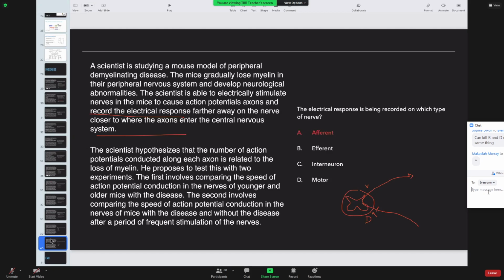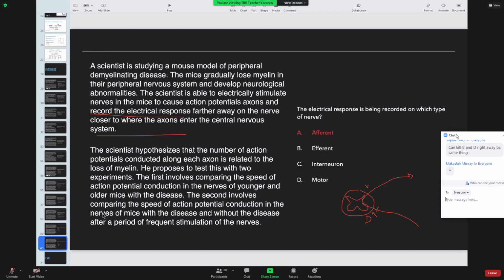You're great. So that was my next point. Fantastic. You can kill B and D right away. They are the same thing, right? Motor or efferent, same thing. You can't be one or the other. They are the same 10 times out of 10. That is a great point. That was my next. I was going to bring that up. Not going to be it.